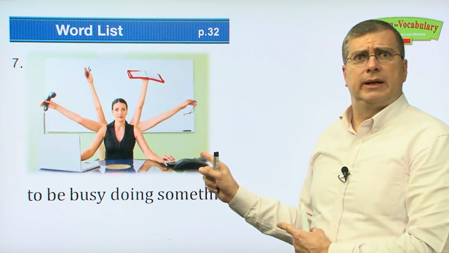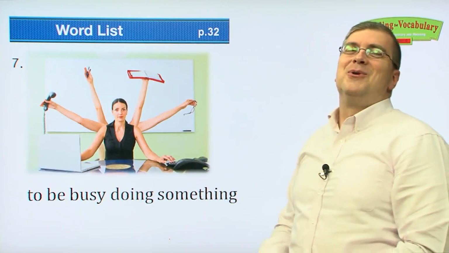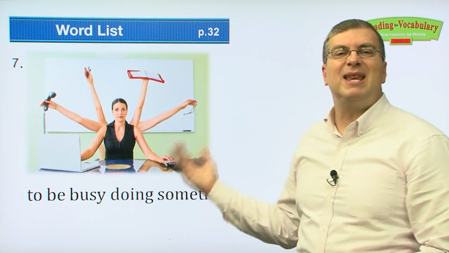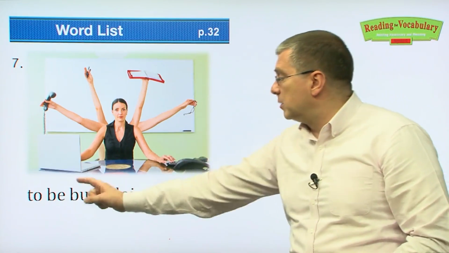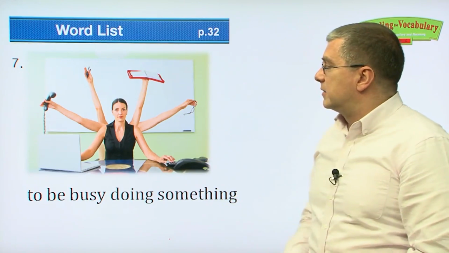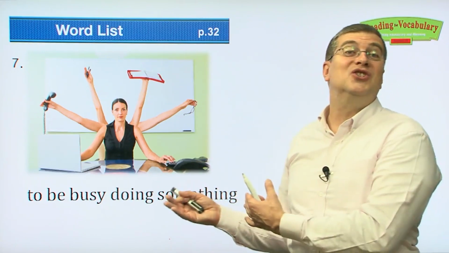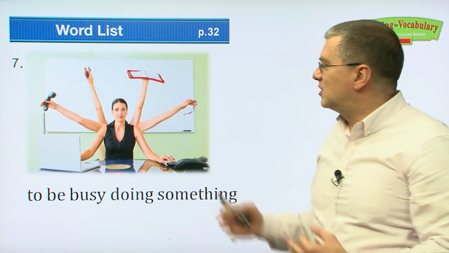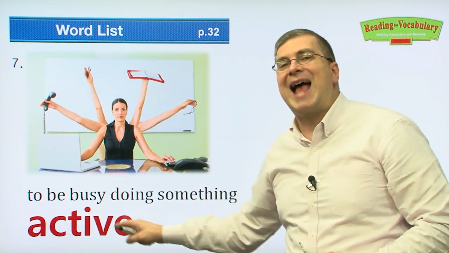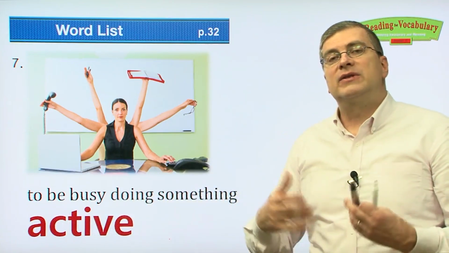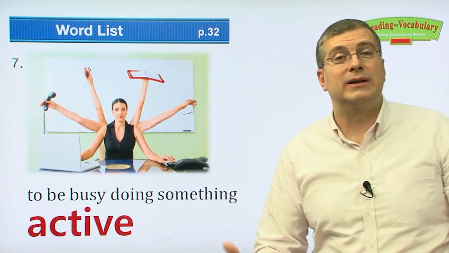Whoa, what's wrong with this lady? She looks very strange. Well, she has many arms, right? Well, what this picture is showing is that she has many things to do. She's very, very busy, isn't she? To be busy doing something. So, unfortunately, she doesn't have six arms, right? Maybe she wishes she had six arms, but she's very busy. She's doing many things, so she is very active. Active. If somebody is active, that means that they're busy or that they are doing something.